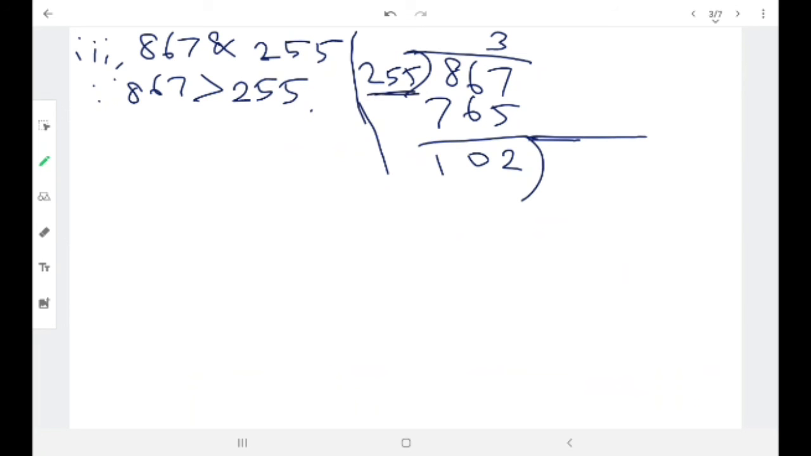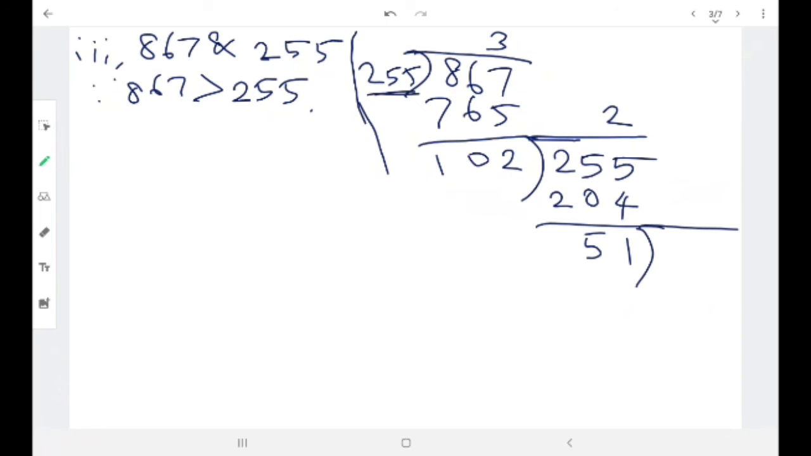This divisor will come here as the dividend. 2 into 102 is 204. Here also the remainder is not equal to 0. Here the remainder is 51. So therefore continue. The dividend will be the divisor of the previous division, that is 102. 51 into 2 is 102. Remainder is 0. So stop the division here itself.